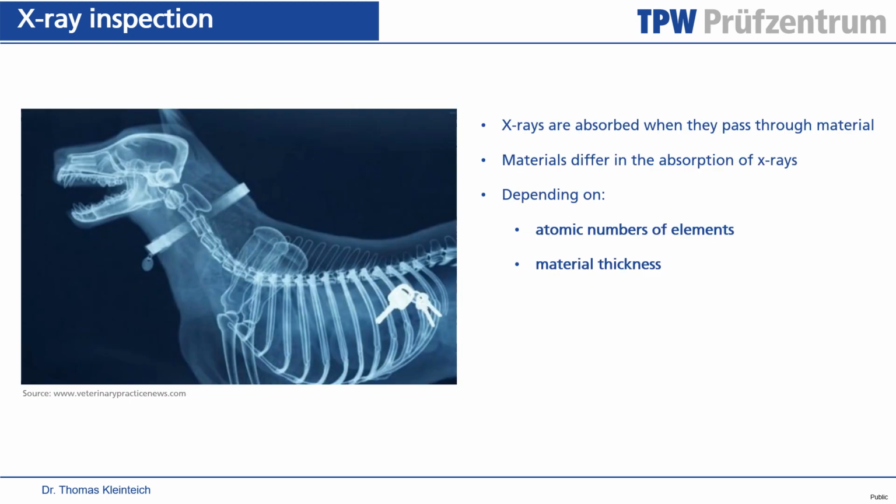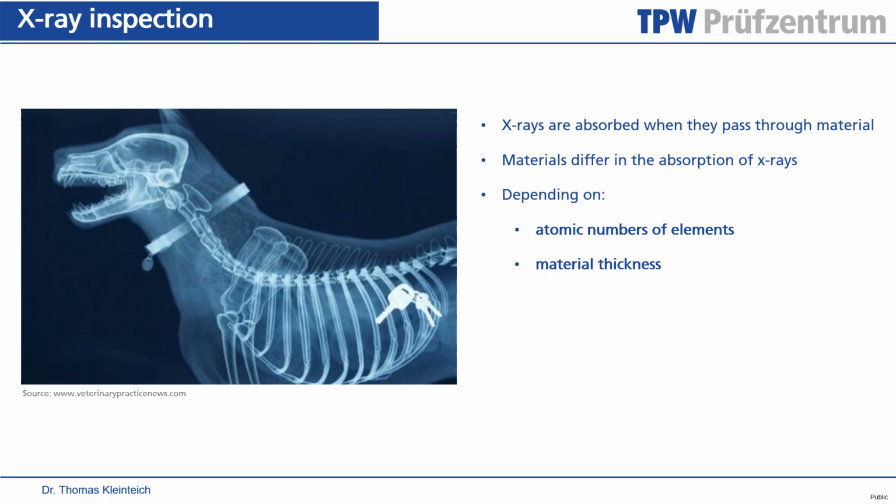Now, if your part isn't an industrial part, but is a dog that might have swallowed a keychain, the resulting X-ray image will look something like this. As I said before, X-rays are being absorbed while they pass through the object, in this case the dog, that you would like to inspect. And now the important thing is that materials differ in the way in how well they absorb X-ray radiation.